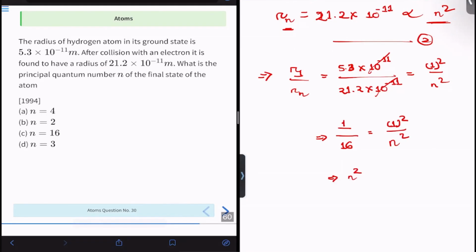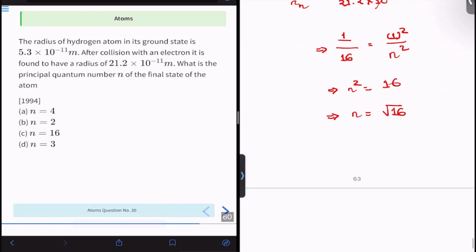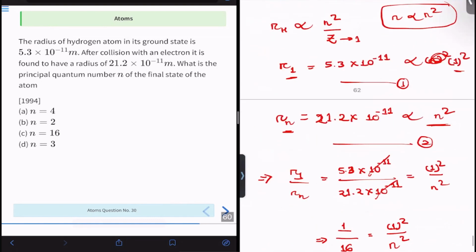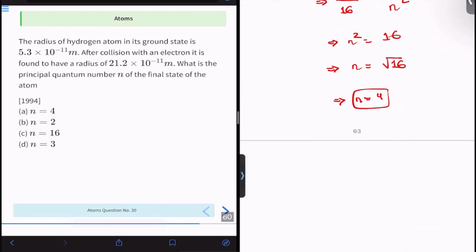So the value of n square here you get is 16. What will be the value of n? Value of n will be root over 16, which gives you n equal to 4. Did you understand, guys, how I did this question? You always remember that radius is directly proportional to n square upon z. Then the question is done for you. Then you have the values for radius in the first state and the radius in the excited state. I just had to divide equation number 1 with equation number 2. Then I had my answer, n is equal to 4, option number A.